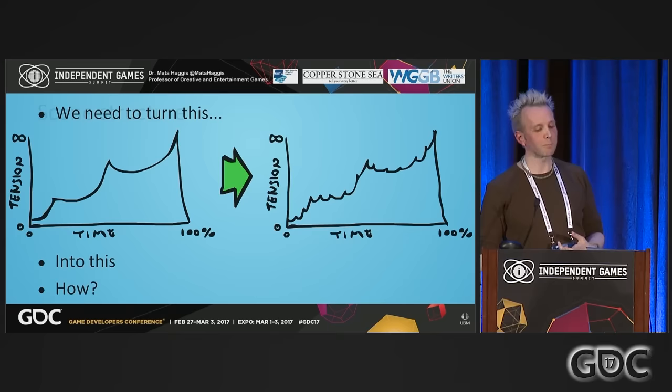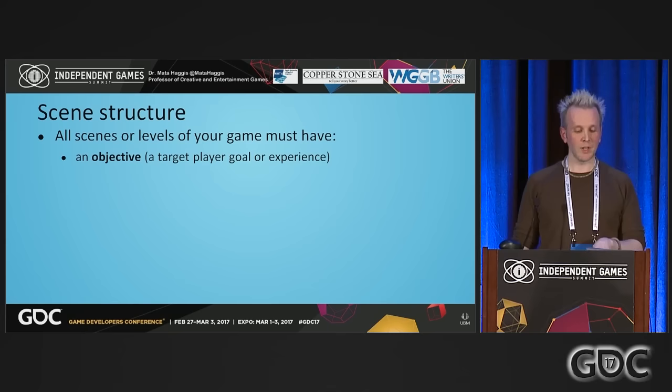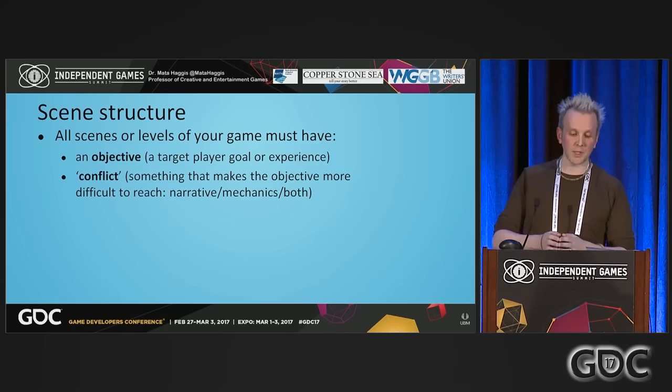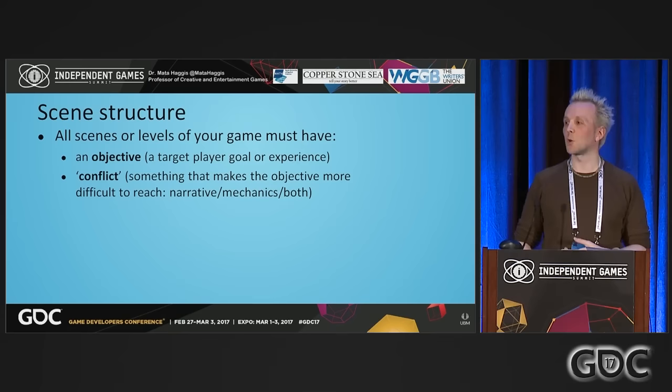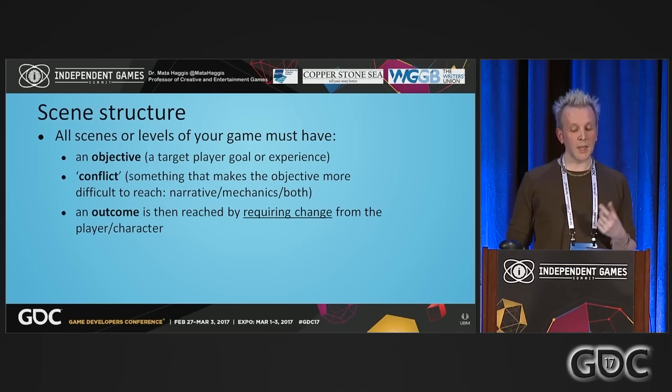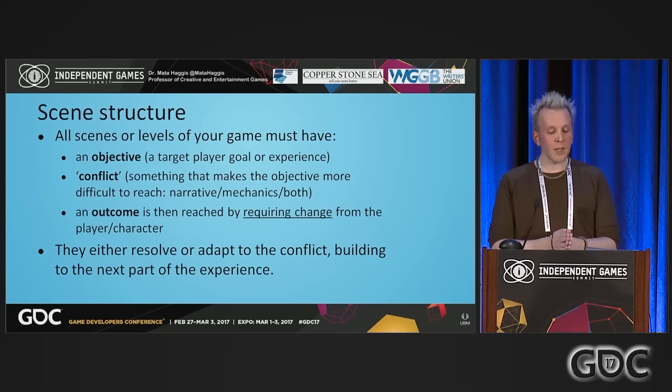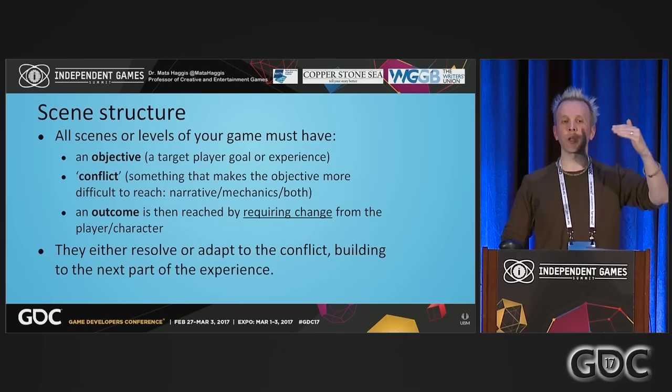So all scenes on your level must have an objective, which is the player's target goal or experience. It must have conflict, something that makes the objective more difficult to reach. It can be either narrative or mechanics or both, some sort of conflict that makes us struggle, makes it harder for us to make these things happen. And then an outcome is reached by requiring change from the player or the character. So they either resolve or adapt to the conflict, building to the next part of the experience of the story, and the story goes on with escalating tension there.